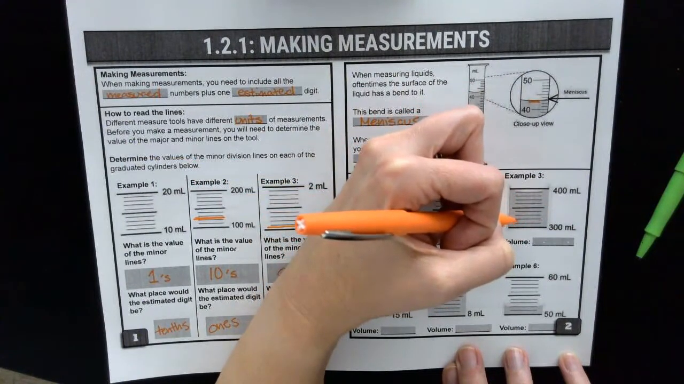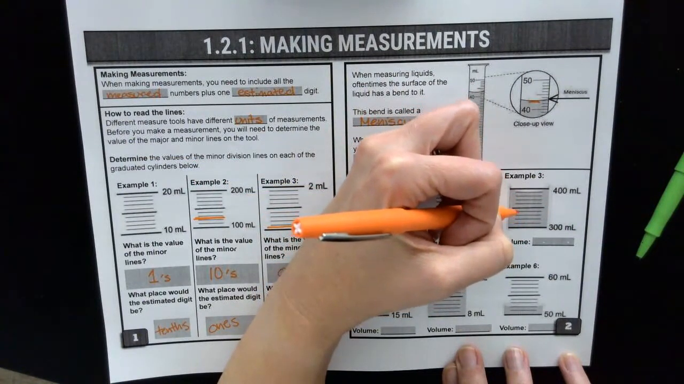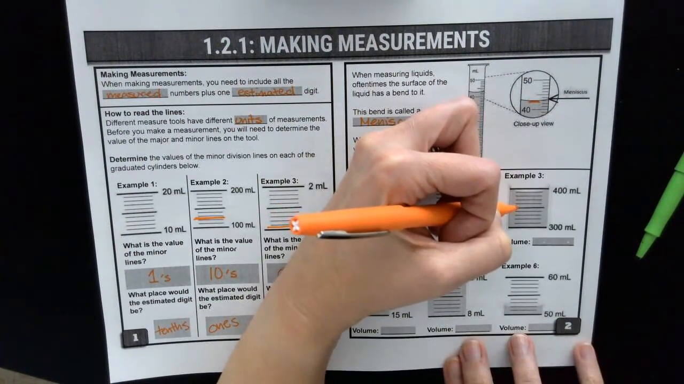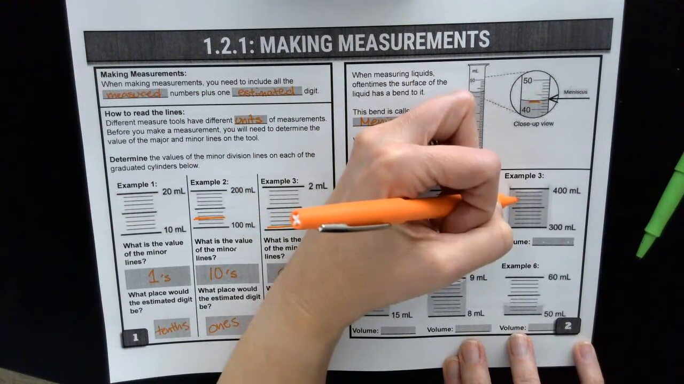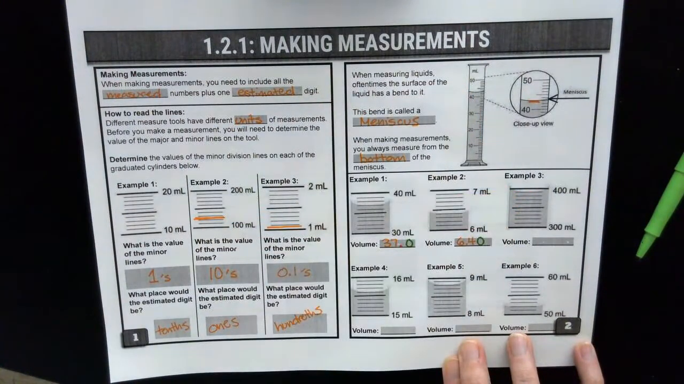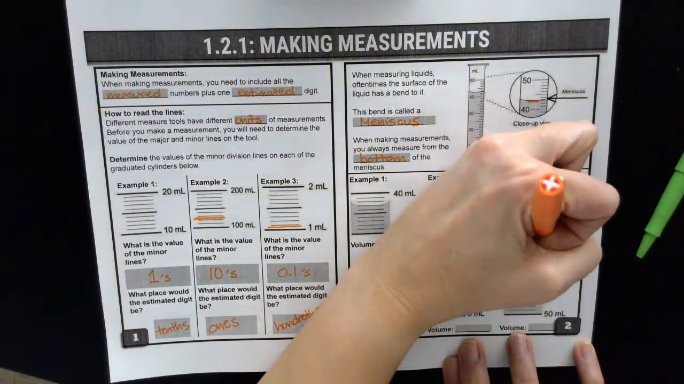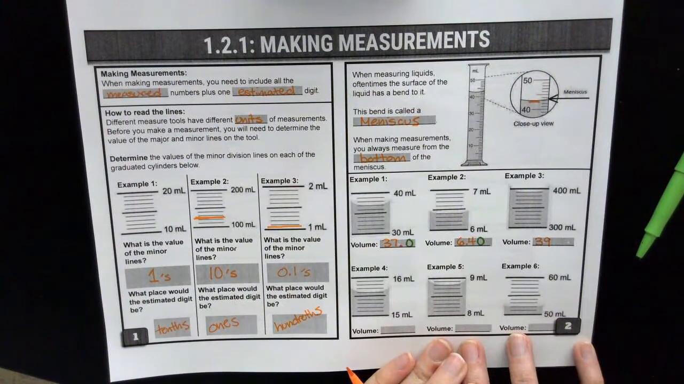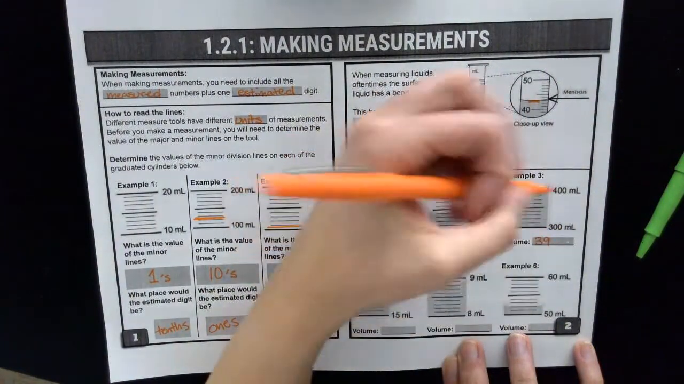So this is 310, 320, 330, 340, 350, 360, 370, 380, and then right there I get 390. Okay, so I know that I have at least 390. And I don't know the ones place.